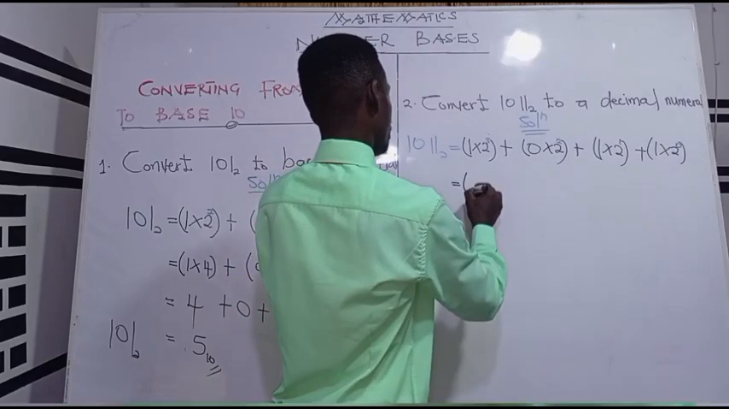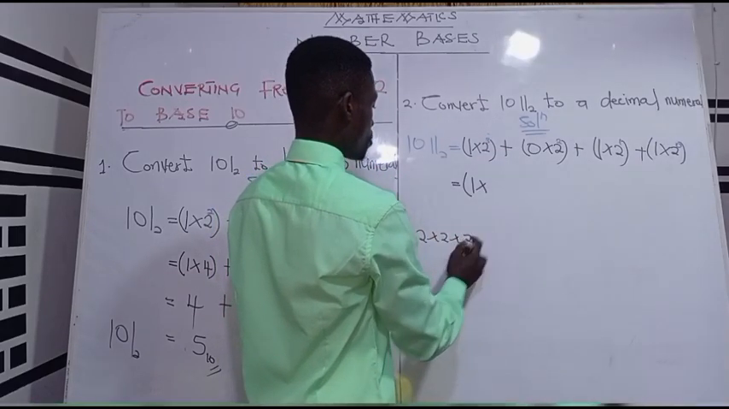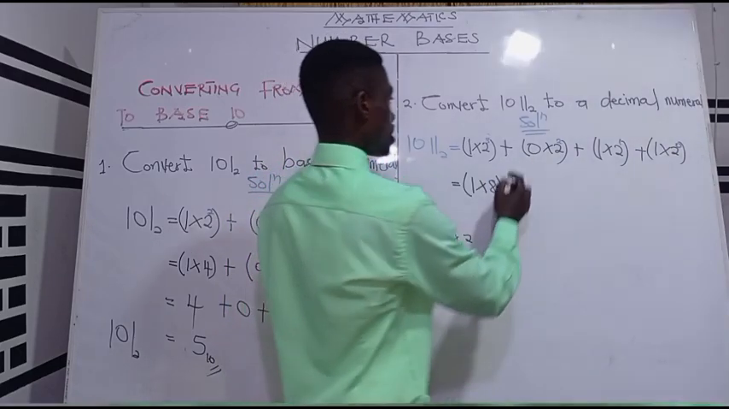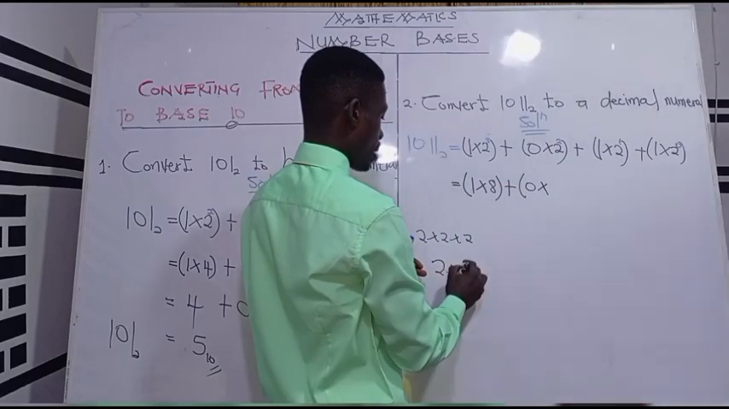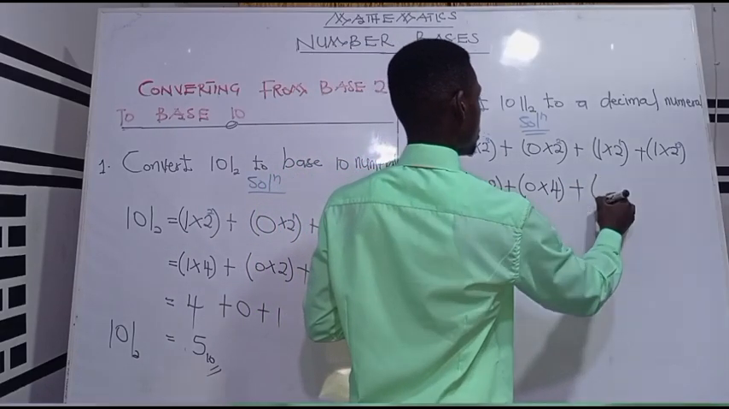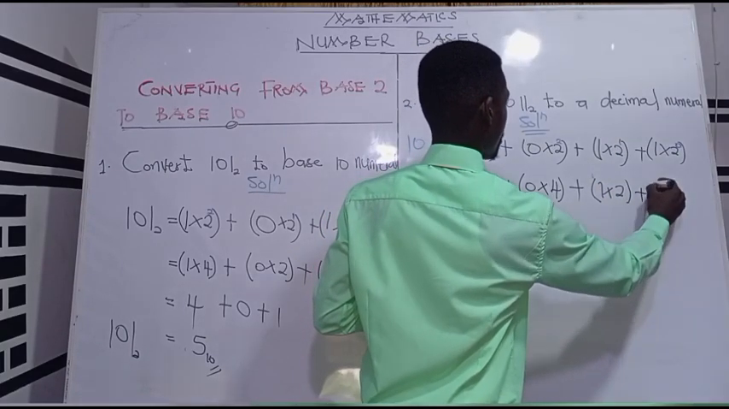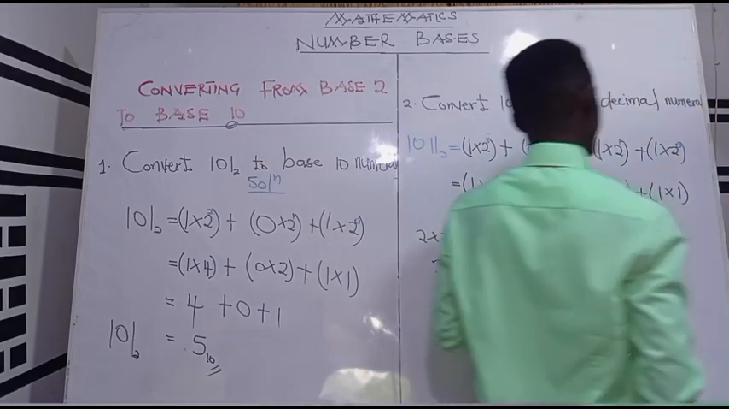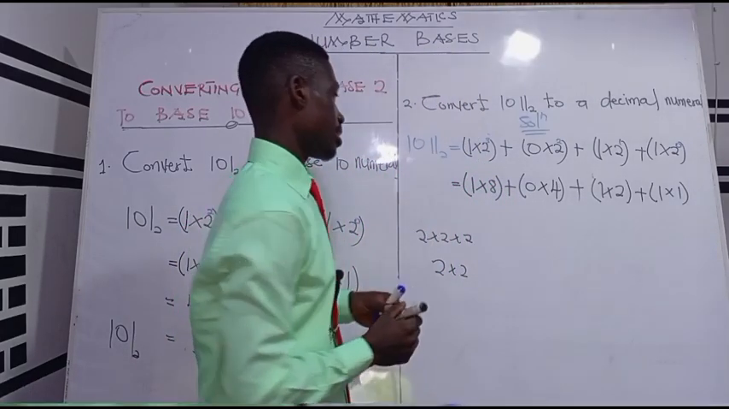So we have 1 times 2 power 3 means 2 times 2 times 2. 2 to 4, 4 to 8. So we have 8. Then we have plus 0 times 2 power 2 means 2 times 2, and this gives us 4. Plus 1 times 2 power 1 is what? 2. And then 1 times 2 power 0 is 1. As I said earlier on, any number to the power of 0 is 1. Okay, take note.